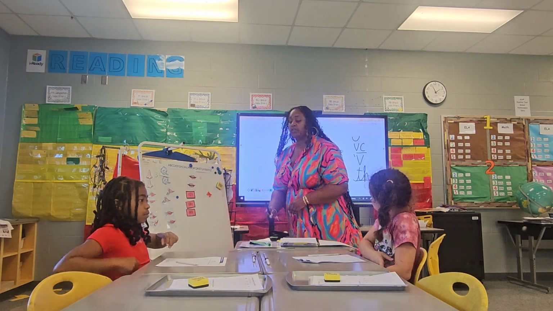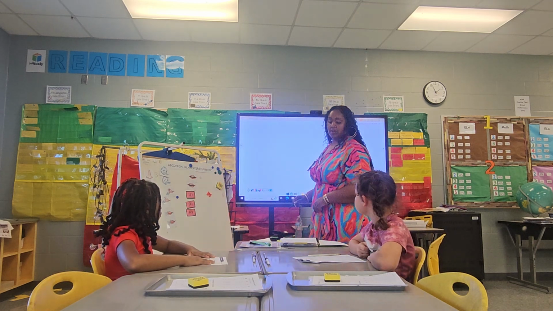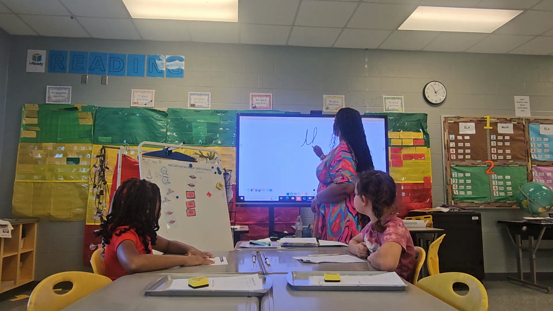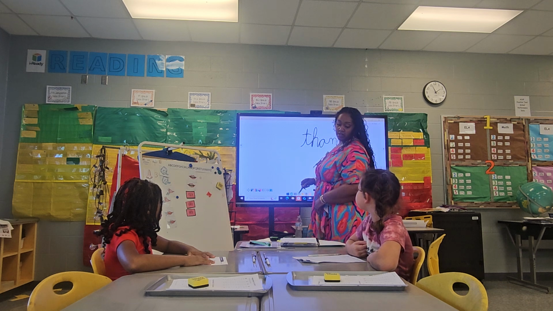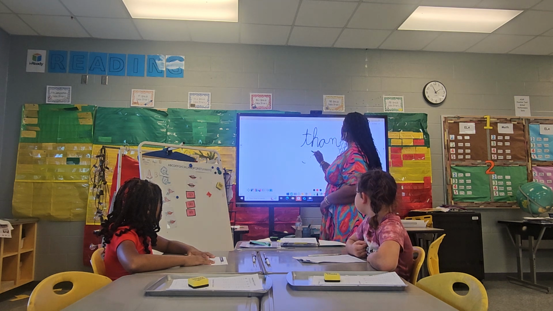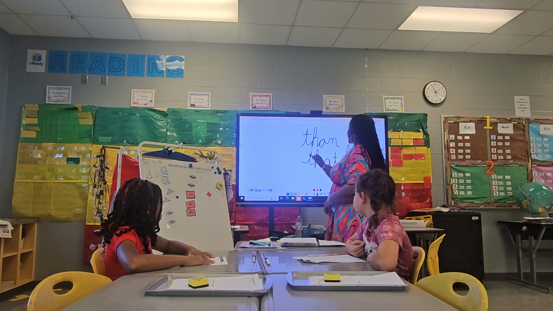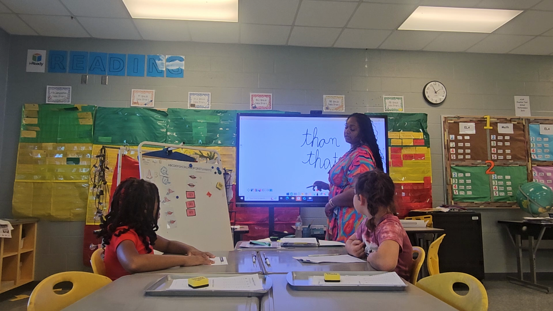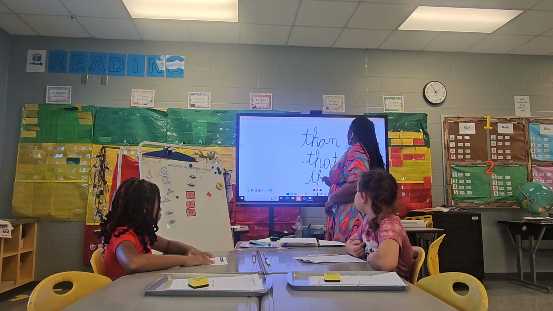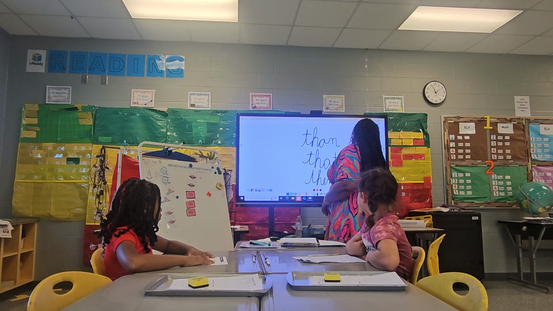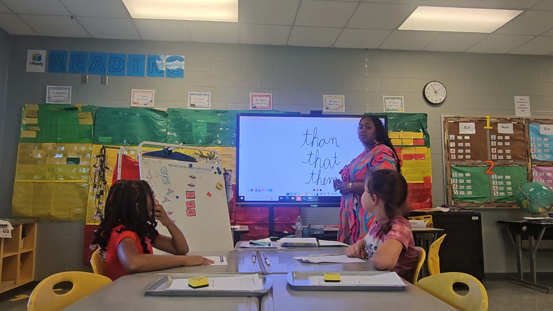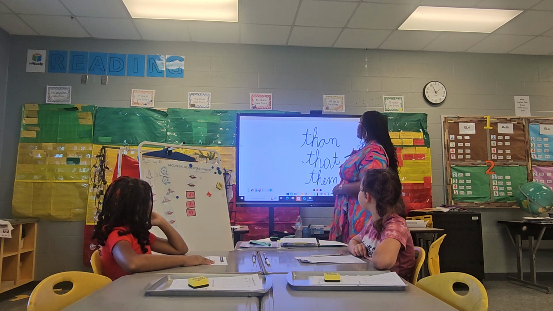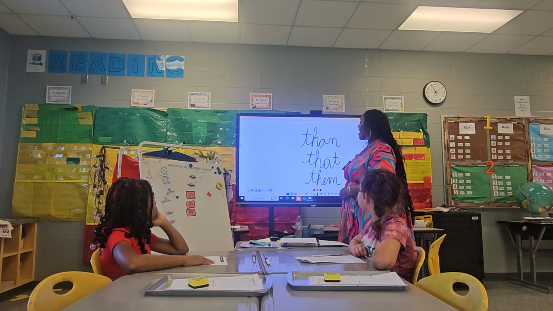All right. Moving on. I have T H A N, than. I have T H A T, that, and T H E M, them. All right, what do you notice? Each word has what? TH. Digraph TH. Good job.